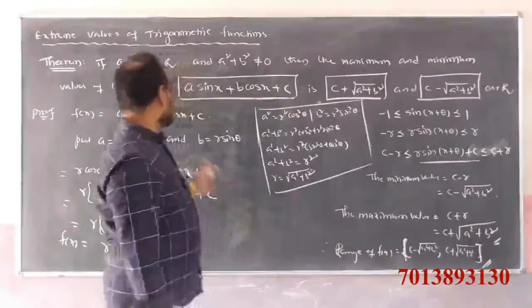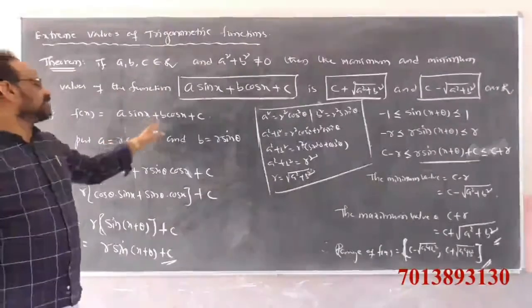Let us discuss the proof. The given function is f of x equals a sin x plus b cos x plus c.